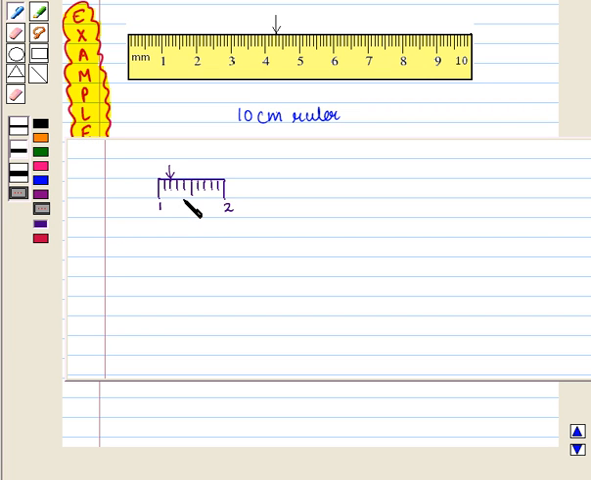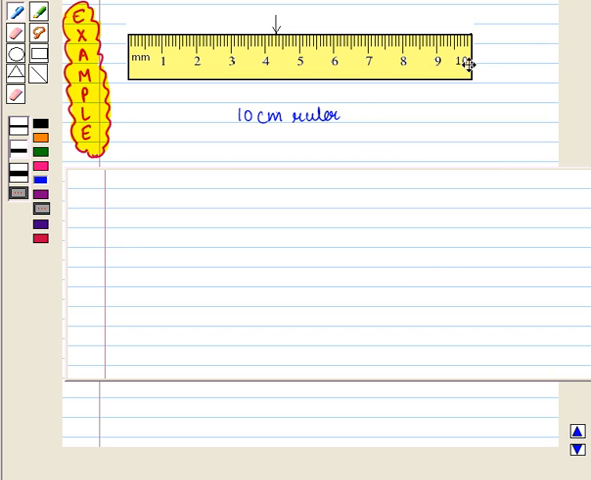It means if you measure two lines after 1 centimeter, then it is 1.2 centimeters, or we can also write it as 12 millimeters. Now here the arrow is given at the third line after 4 centimeters. So it is 4.3 centimeters or 43 millimeters.